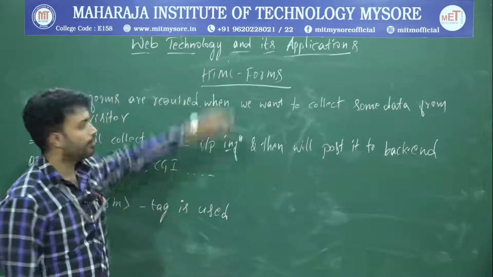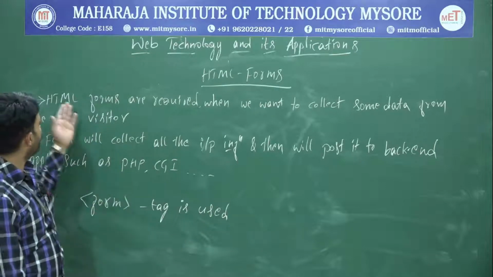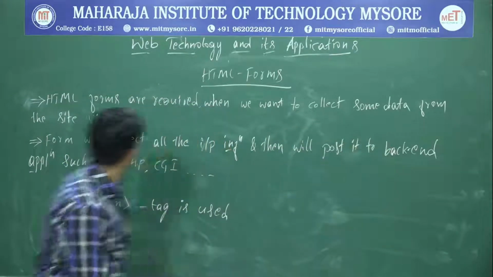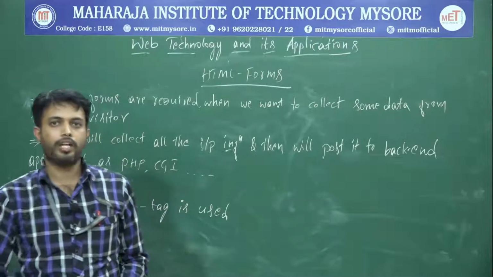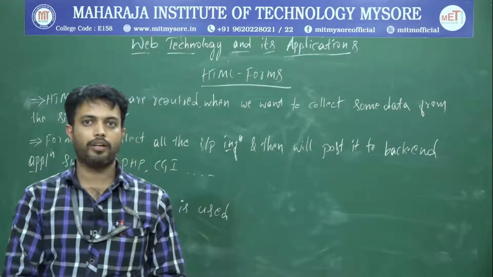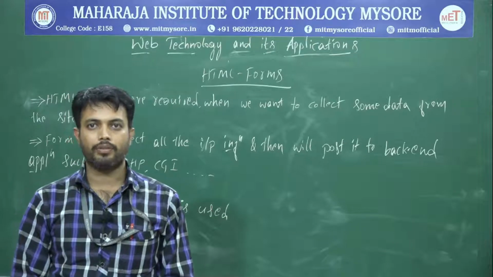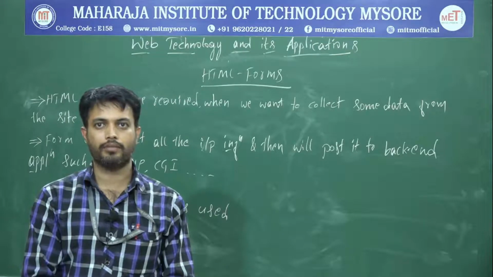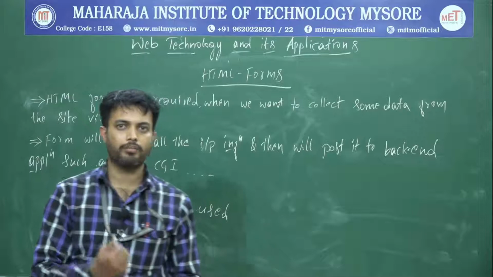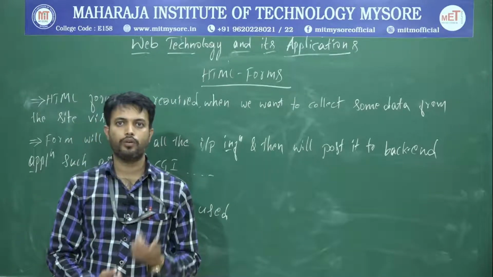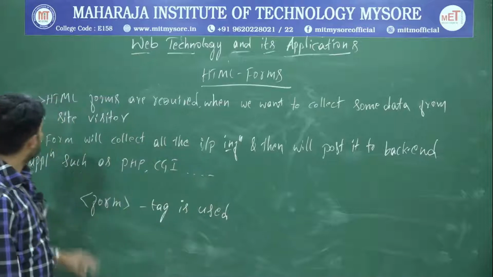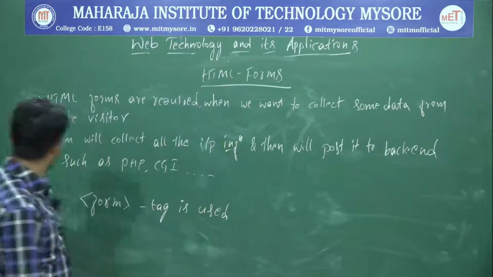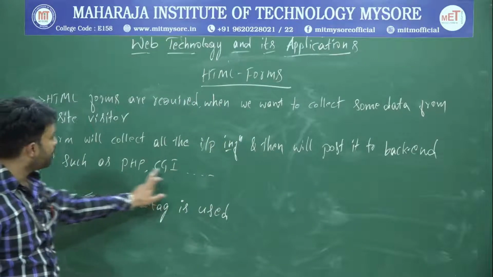So HTML forms. What do we mean by HTML forms? Actually we use forms when we want to collect some data from site visitors. For example, username, password, or username and email ID of a user. That means a website visitor visiting that website. So in order to collect some data from visitors, we are going to use what? Form. Okay, HTML form. The form will collect all the input information and then post it to backend applications such as PHP, CGI, like that.